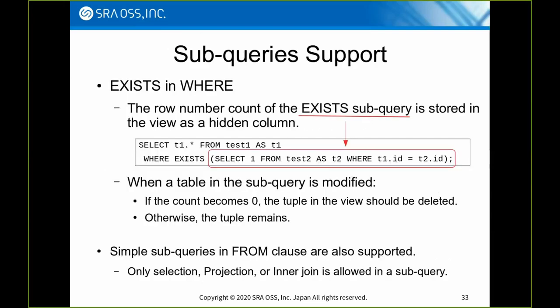As for subquery support, in our implementation, EXISTS clause is supported. In the implementation, the row number count of the EXISTS subquery is stored in the view as a hidden column. And when a table in this subquery is modified, if the count becomes zero, the tuple in the view should be deleted. Otherwise, the tuple remains in the view. Also, we support simple subqueries, including only selection, projection, or inner join.